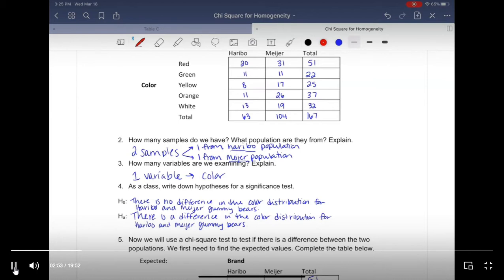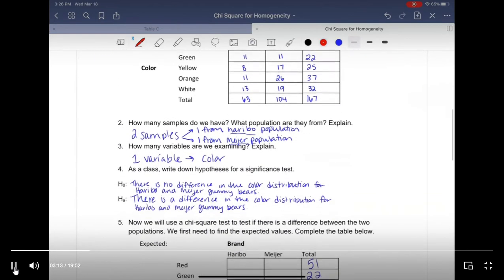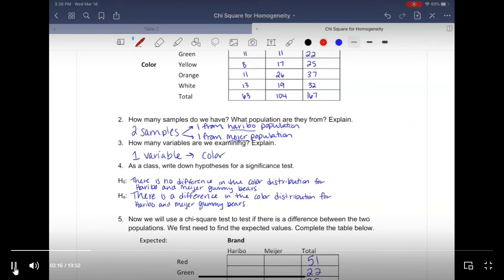And then let's look at these hypotheses. So as we talked about in previous lessons, one really nice way to write your hypotheses is to look at, well, what is the question asking? They're asking, is the distribution of gummy bear color the same for each of the types of gummy bears? And then we're looking to see if we have convincing evidence of a difference. So what I did for my alternative hypothesis, this is what I'm trying to show, is that there is a difference in the color distribution for Haribo and Meijer gummy bears. So then for my null hypothesis, we're going to assume that there is no difference in the color distribution. So the color distribution or the color breakdown would be the same for both brands.